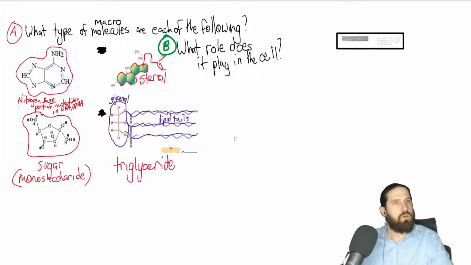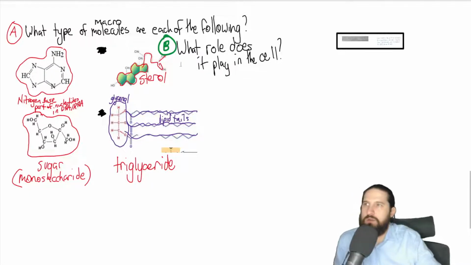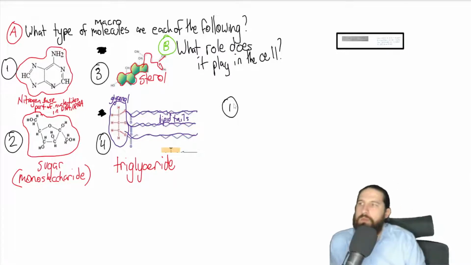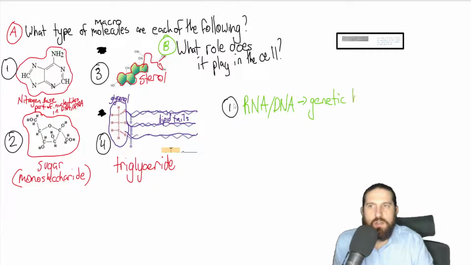Okay, so the question of what role do they play? Let's maybe do this in green. The nitrogen base. The nitrogen base is in RNA and DNA, right? So let's do this: 1, 2, 3, 4. There's 1. The nitrogen base is in RNA and DNA, which is all about genetic messages. Genetic base pairs.